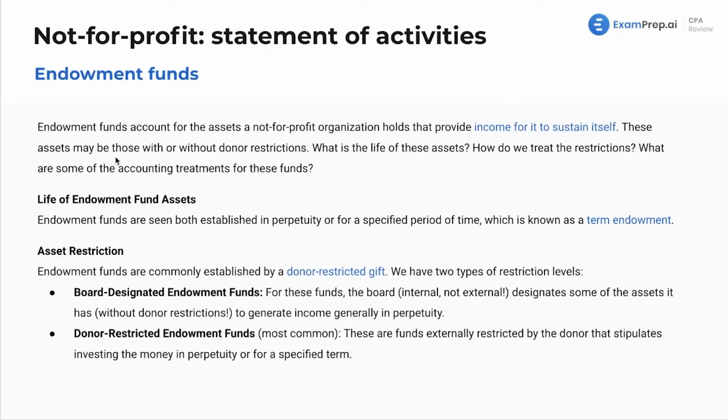So these assets may be those with or without donor restrictions. So what is the life of these assets? How do we treat the restrictions? What are some of the accounting treatments that we use for these funds? Well, the life of endowment fund assets, these are basically just big investment accounts.